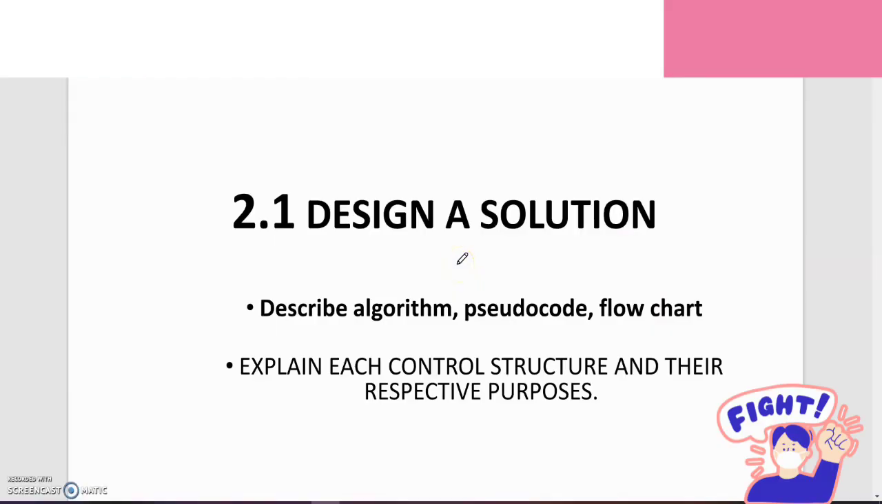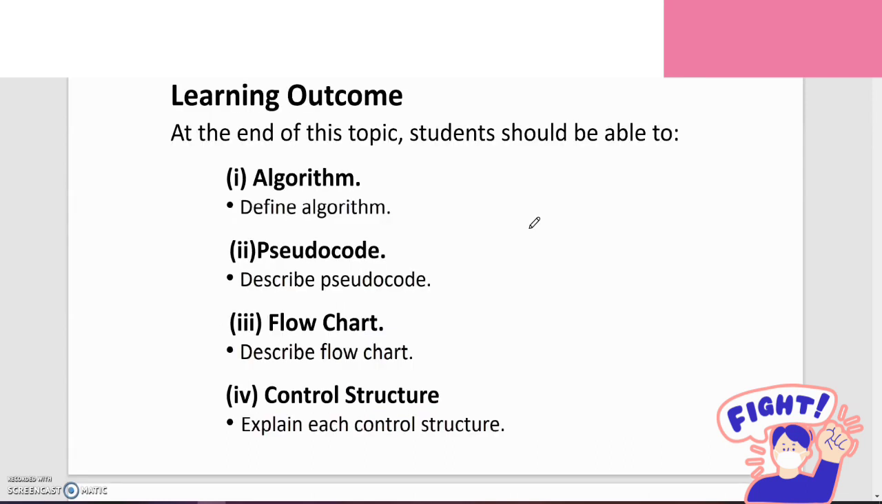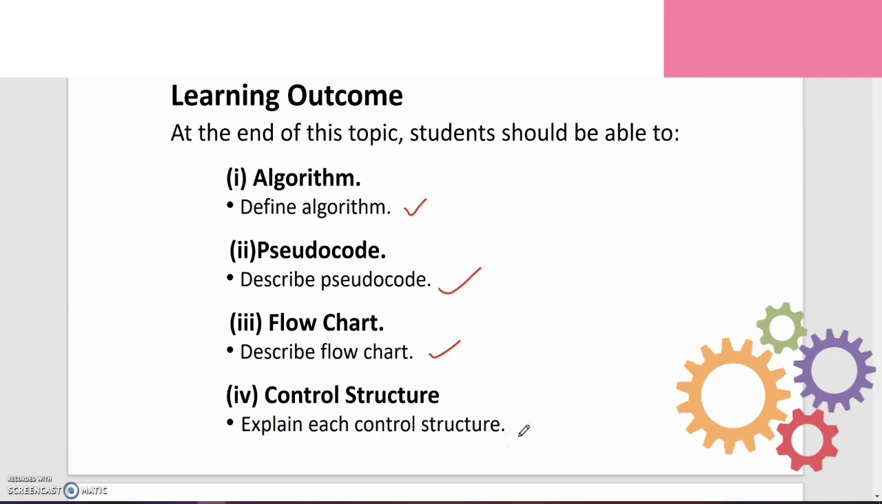Hello everyone, we will continue to discuss 2.1 Design a Solution. For this subtopic, you have to describe algorithm, pseudocode and flowchart. Second, you have to explain each control structure and their respective purpose. For the learning outcome, at the end of this topic, students should be able to define algorithm, describe pseudocode, describe flowchart, and explain each control structure.